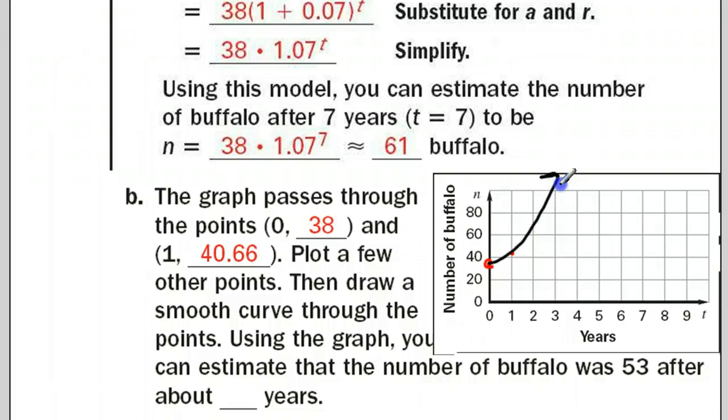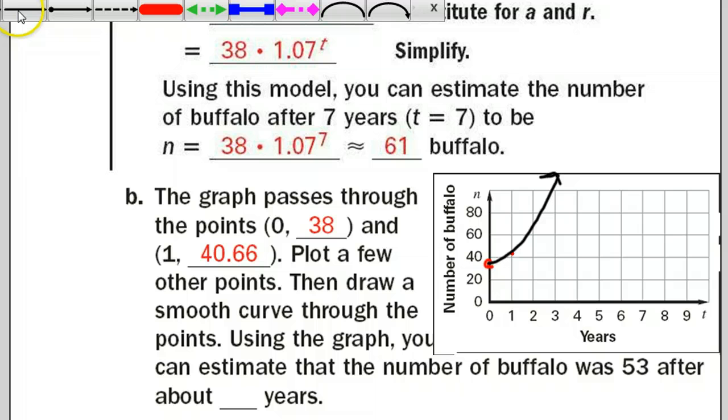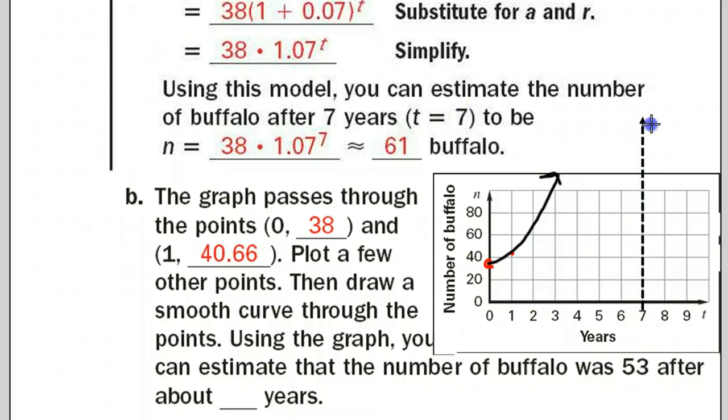this, exponential growth. Okay? And if we want to estimate after 7 years where it will be, all we have to do is see where, when t is 7, this graph will intersect.